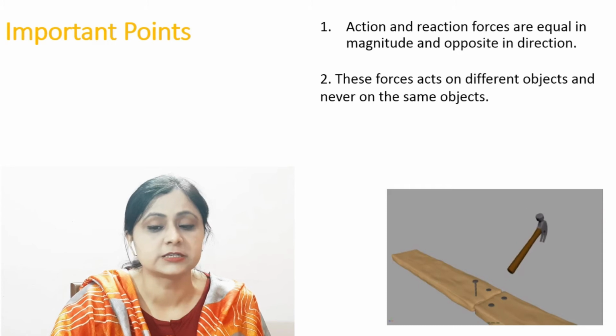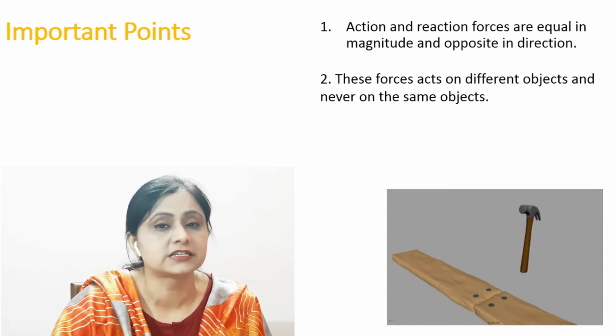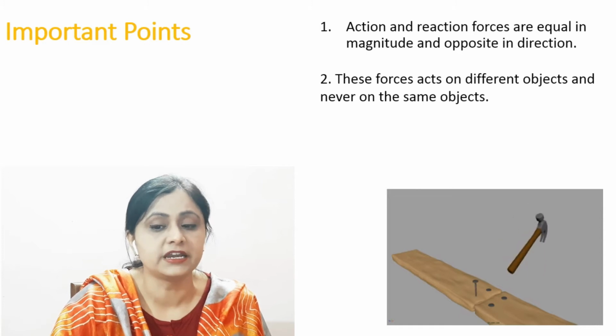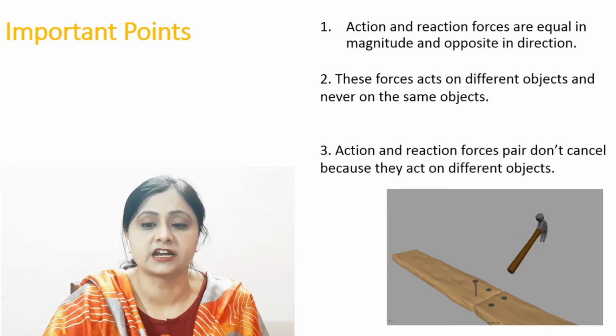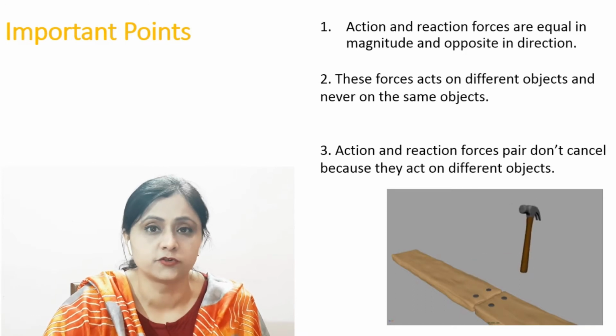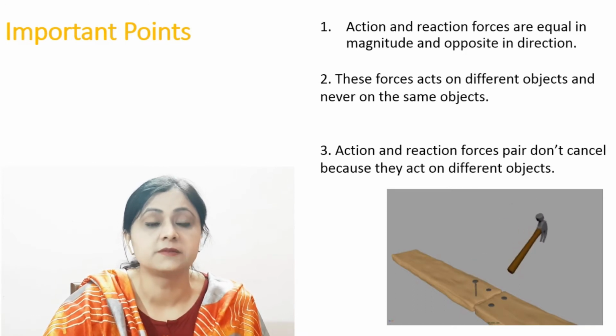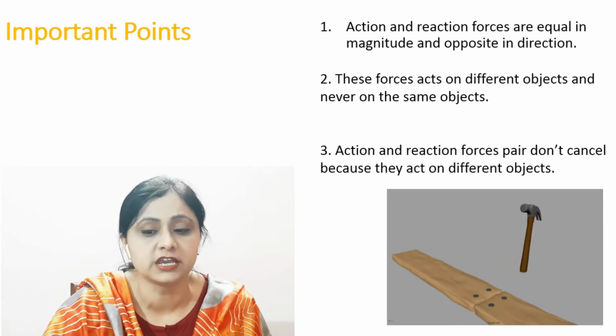Now second point, these forces act on different objects. You can check in this figure also. Like in this figure, how many objects are there? Two objects. One is the hammer and the second is what? Nail. Third, the action and reaction force pair don't cancel. We can't cancel these forces. Why can't we cancel? Because these forces are acting on two different objects.